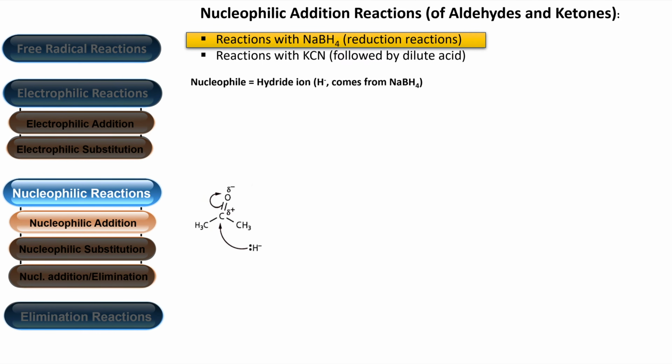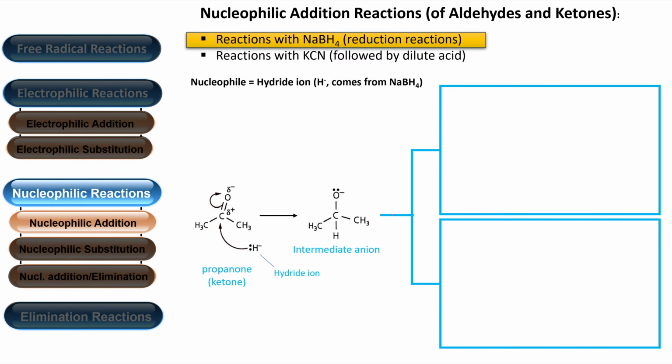Ketones show nucleophilic addition reactions in the same way. Here's an example of a ketone, propanone. The hydride ion, by donating its electrons, makes a bond with the carbon and at the same time breaks the carbon-oxygen pi bond. And we get the intermediate product with oxygen carrying a negative charge and a pair of electrons.